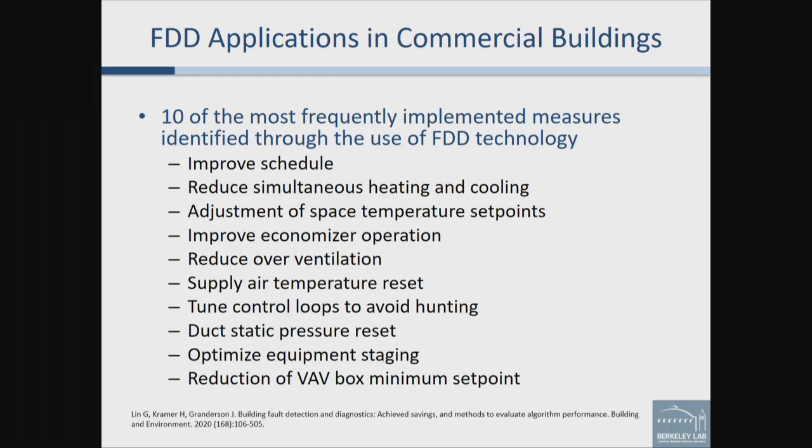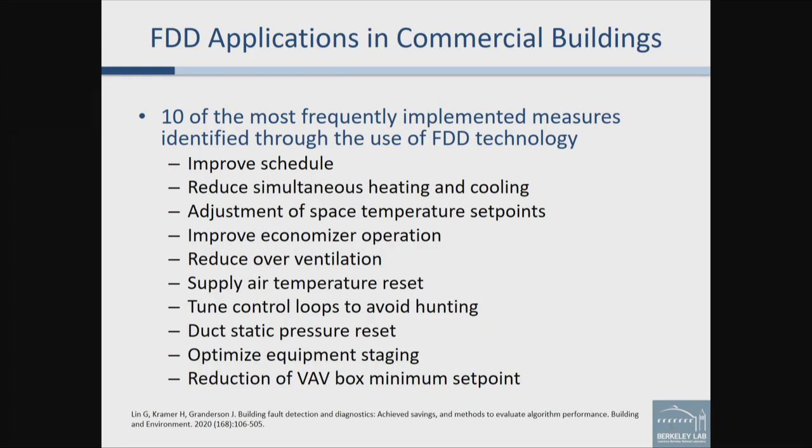How were these savings achieved? That is another question we asked in the campaign project. We sent out a questionnaire listing the most common energy efficiency measures that building operators take in buildings, and asked them to tell us which of these measures they have applied in their buildings through the use of FDD technology. Here I'm summarizing the top 10 efficiency measures that have been applied.